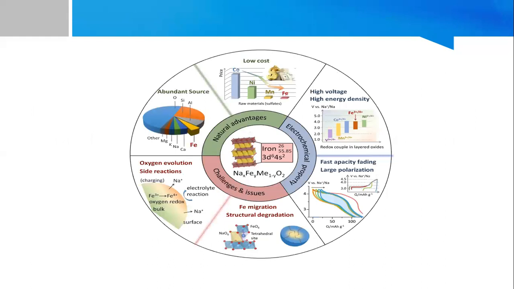This is a description of the iron and manganese based layered oxide cathodes, positive electrodes, as it has a natural advantage of abundant source and a low cost. Electrochemical properties are high voltage, high energy density, fast capacity fading, large polarization. What are the challenges and issues?